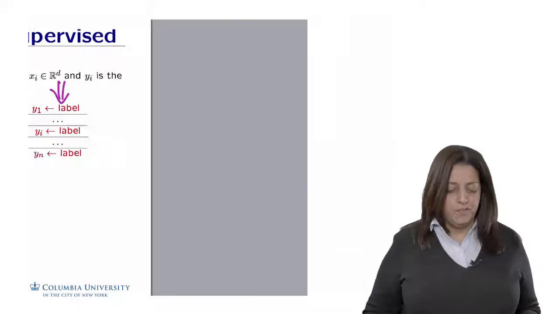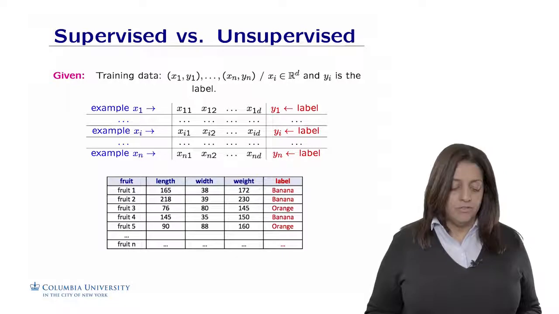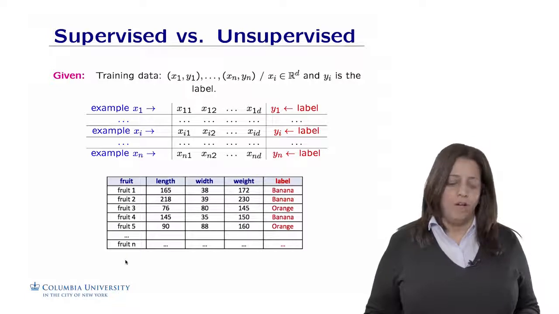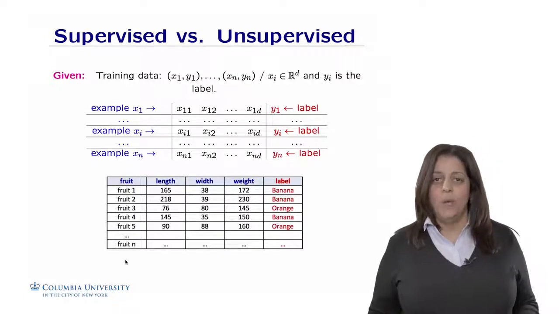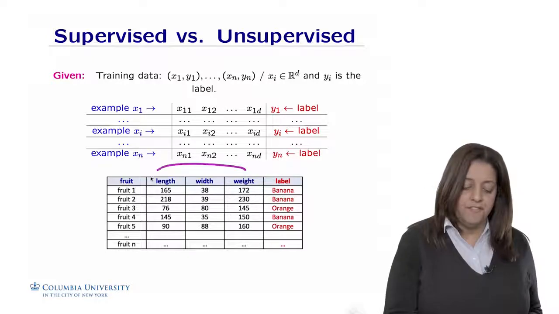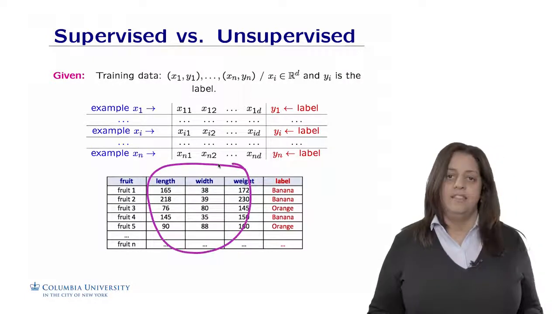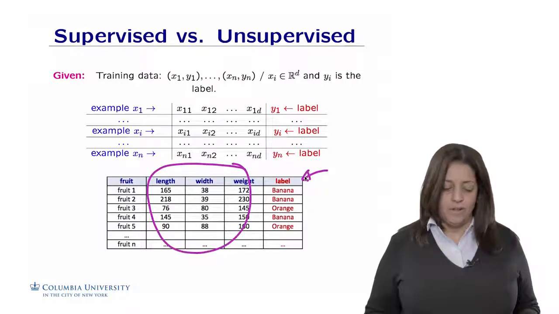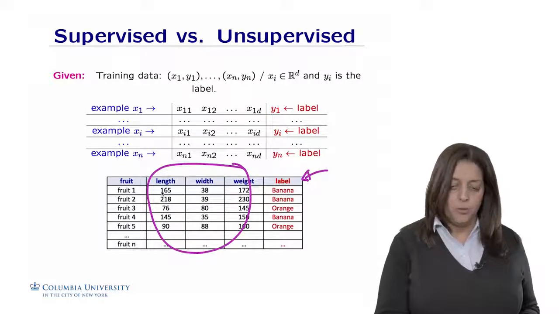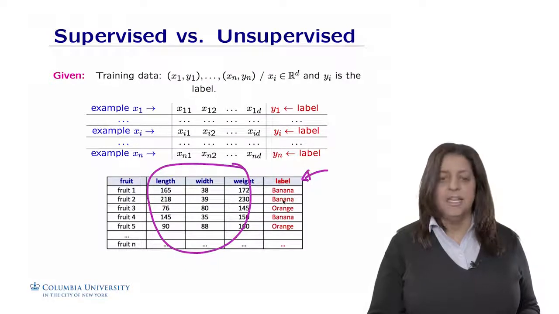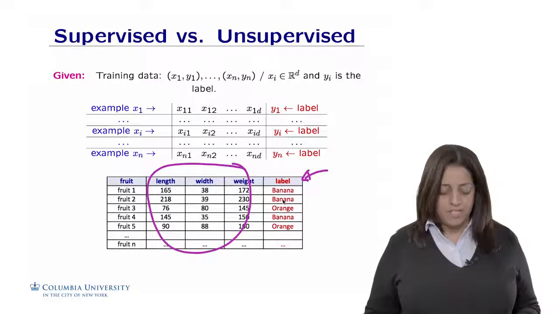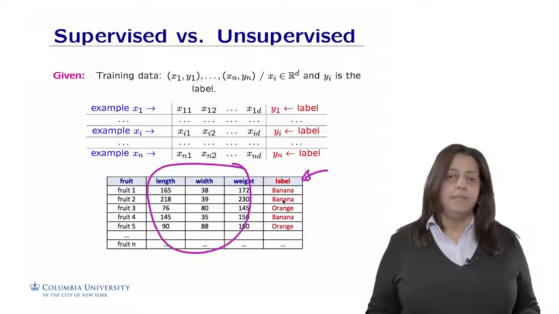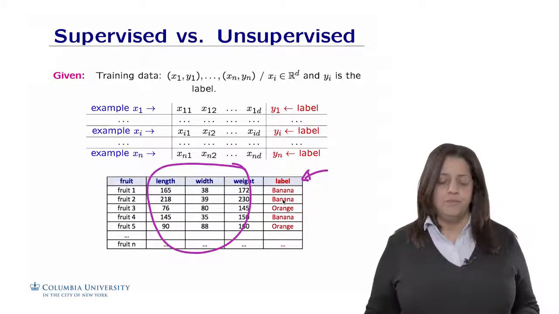An example of that, if you consider the set of fruits, fruit 1 to fruit n, you could have, for example, 10,000 fruits, and for each fruit we have a measurement of the length, the width, and the weight of the fruit. So this represents the feature values for the fruits, and each fruit will be labeled by the kind of fruit that we are talking about. For example, fruit number 1, of length 165 millimeters, width 38 millimeters, and weighing 172 grams, is a banana.